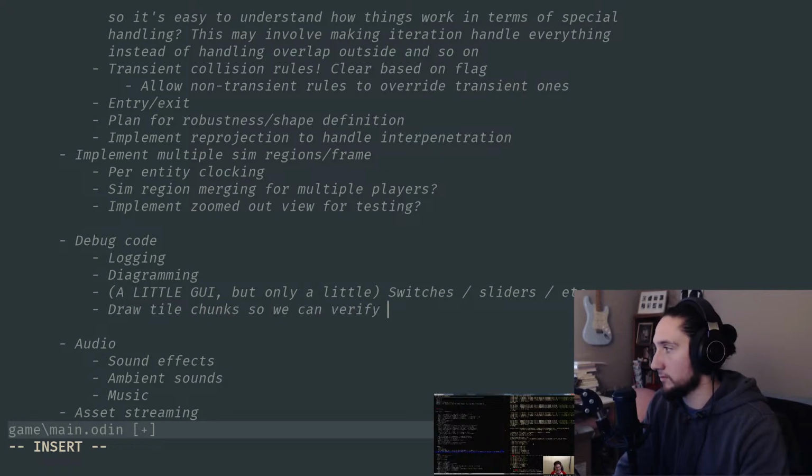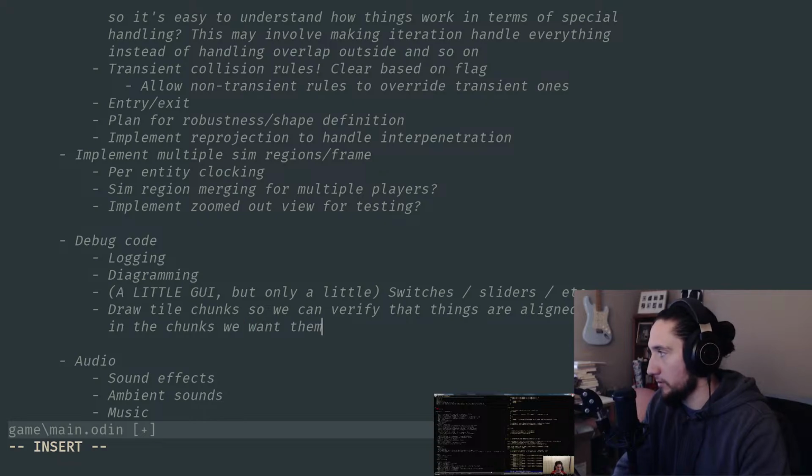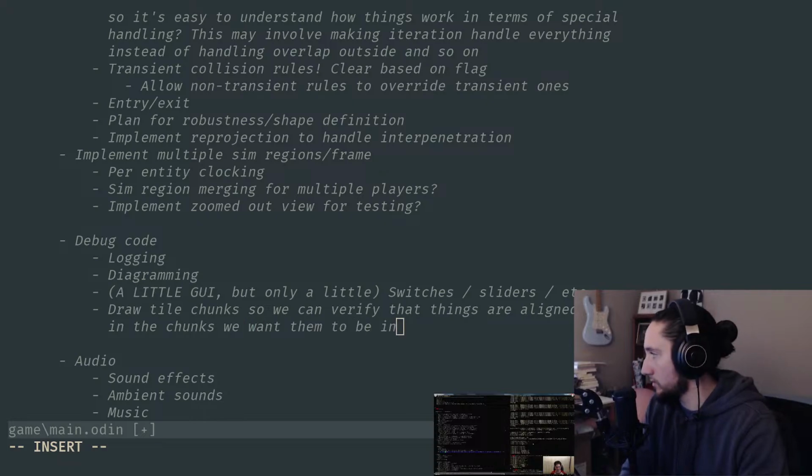Because if we had some debug rendering stuff, it'd be really easy to verify what I just said. But since we don't, it's a little bit harder. So I'm just going to go ahead and make sure that I get that whole to-do in there, about the chunks we want them to be in, etc. Okay.